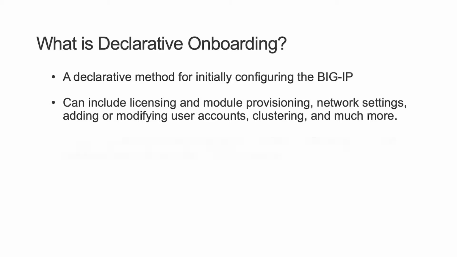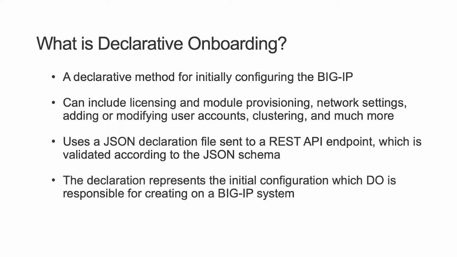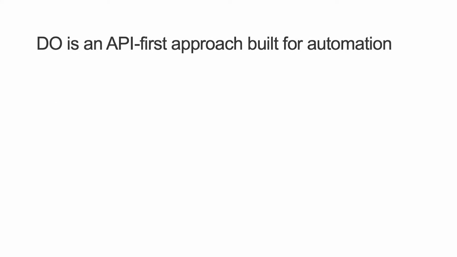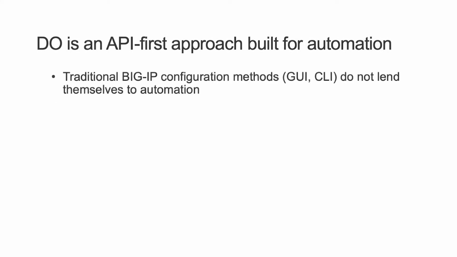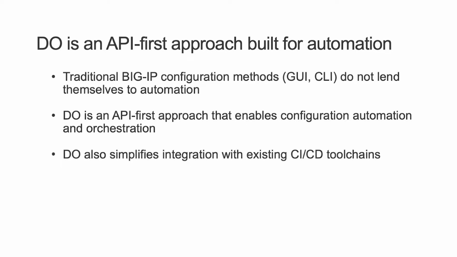That's AS3's job. A declarative model means you provide a JSON declaration rather than a set of imperative commands. The declaration represents the configuration, which DO is responsible for creating on a BIG-IP. You send a declaration file using a single REST API call. Like AS3 and other components of the F5 automation toolchain, this method of onboarding a BIG-IP is built for automation and orchestration, unlike some of the traditional configuration methods. And DO can easily be integrated into existing CI/CD toolchains.